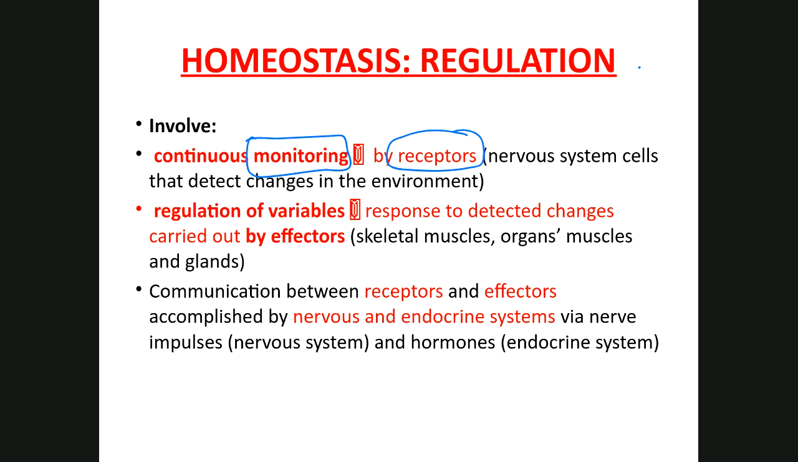The kidneys also have receptors. The brain has receptors that monitor variables. So throughout the body, there are these receptors that are monitoring the variables within the body that are part of the internal environment of the body.